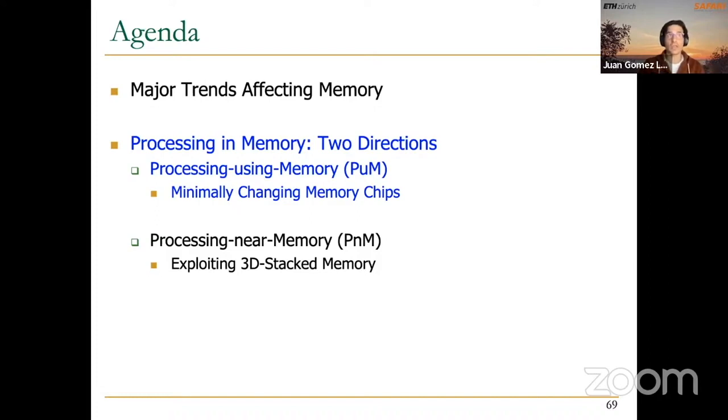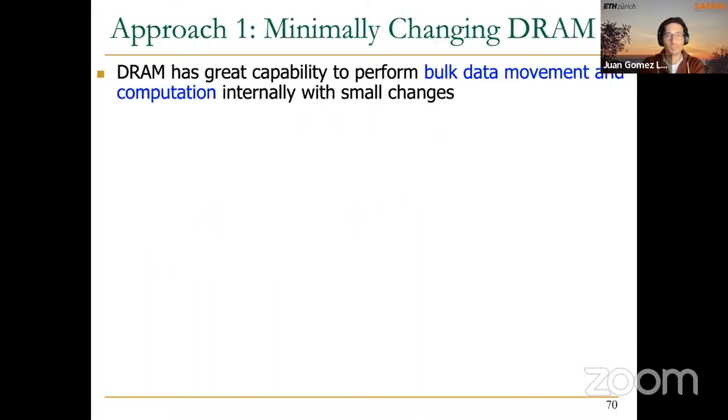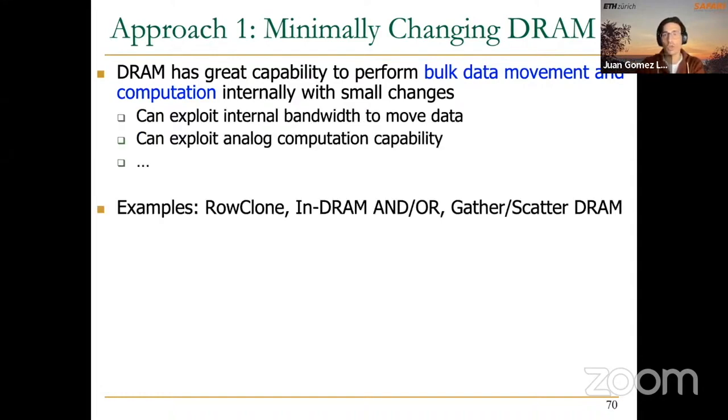You will need to, for sure, take into account many different considerations that in the end will make enabling this architecture or creating this architecture a real challenge. So the idea in processing using memory is to modify the memory chips minimally, and take advantage of the way that memory itself is already working. Let's see the first examples. The first example that we are going to see is one way of performing data movement or data copy inside the memory without having to move the data from the memory to the processor back and forth. And this is what we call RowClone, and it's a proposal that takes advantage of the analog computation capability.